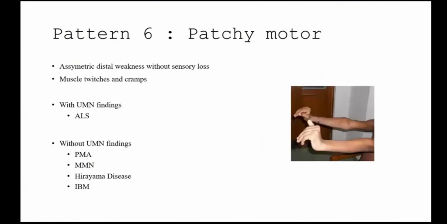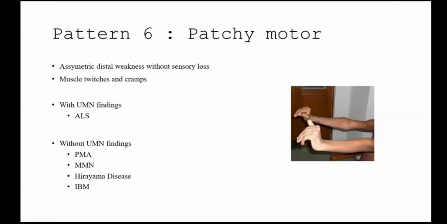Next, we move on to the patchy motor involvement, where they will not have sensory involvement. So here, of course, there are actually five diseases that you have to think of. The first one is motor neuron disease. In its classic presentation, it has upper motor nerve signs as well. And then you have the lower motor nerve only motor neuron diseases, and also the lower motor nerve predominant patchy motor ones. Multifocal motor neuropathy is one.